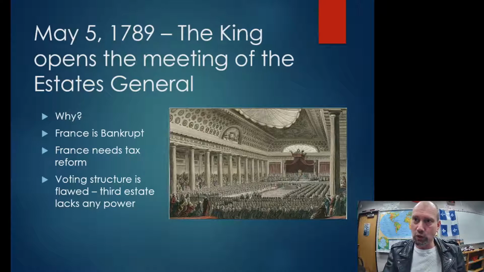Why did they need to have the meeting of the Estates General? It had not met for a long time. France is bankrupt. Key thing. France is bankrupt. France needs tax reform desperately. And note the voting structure is flawed.